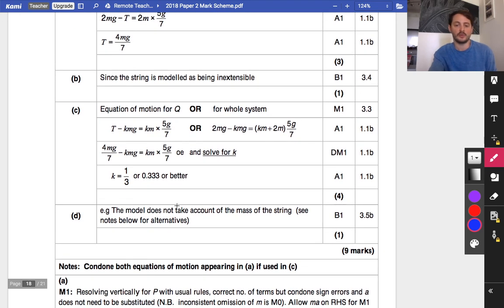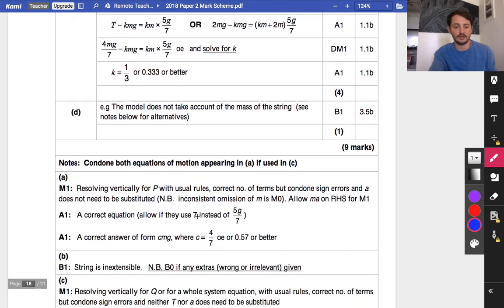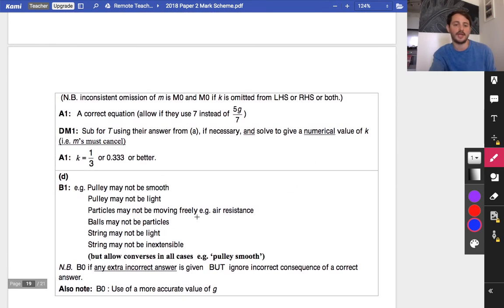And they've gone with the model does not take into account the mass of the string, but look, there are so many you could say. The pulley may not be smooth, the pulley may not be light, particles may not be moving freely, balls may not be particles, string may not be light, string may not be inextensible, loads and loads of things.